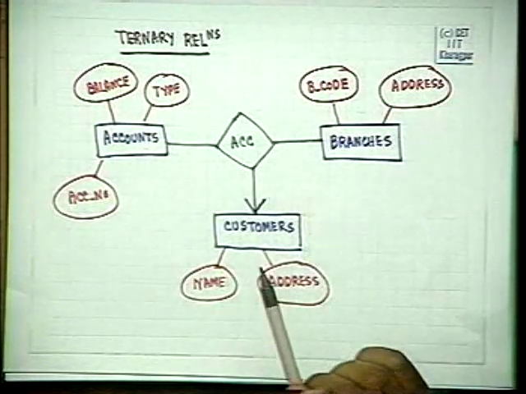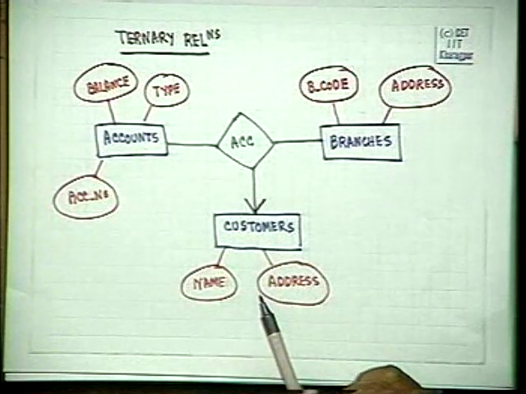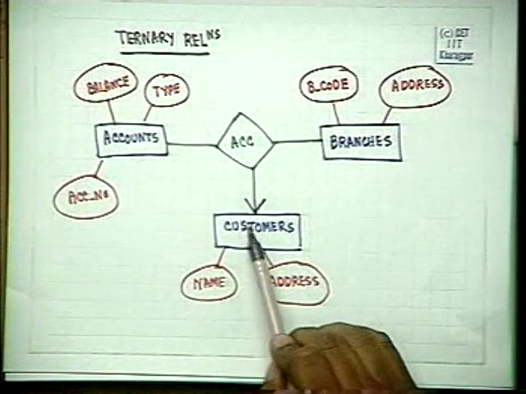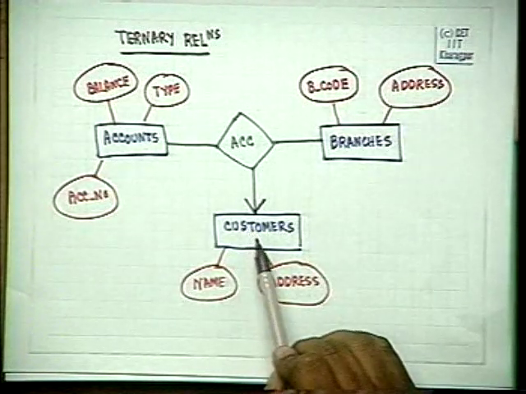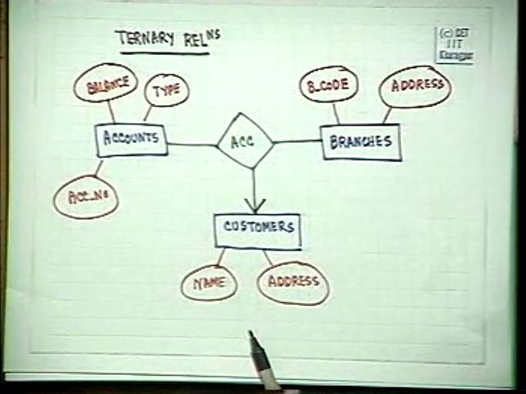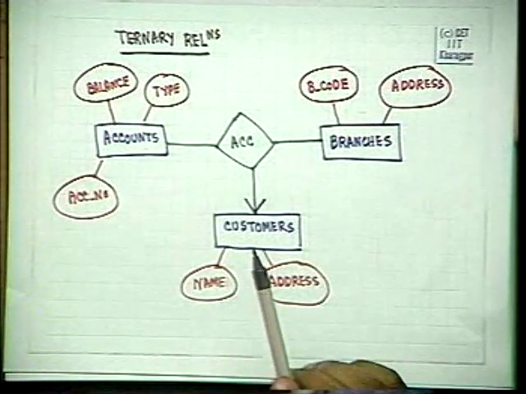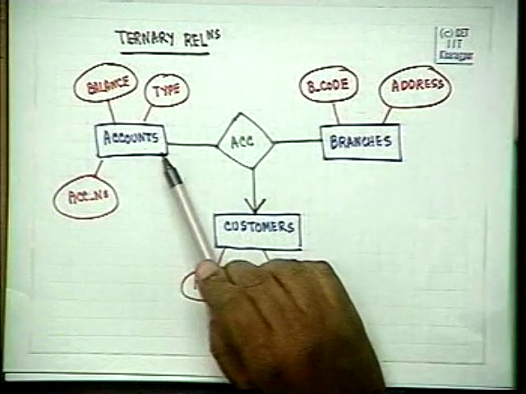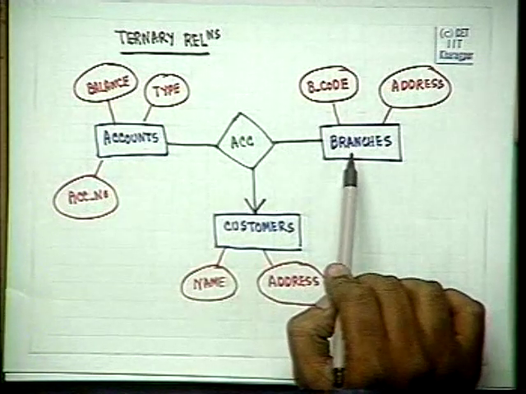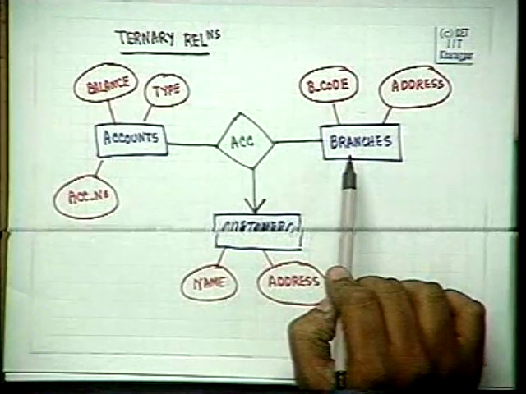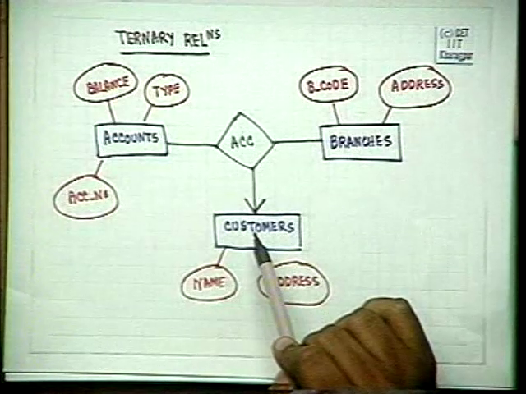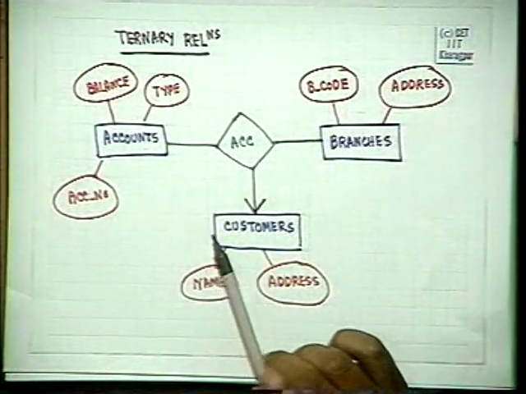One person can have only one account in one branch. Does the first statement mean that one person can have an account in only one branch? Does it mean that only one person can have an account in only one branch? No. One branch can have only one customer? No. No. Let us understand it very carefully.